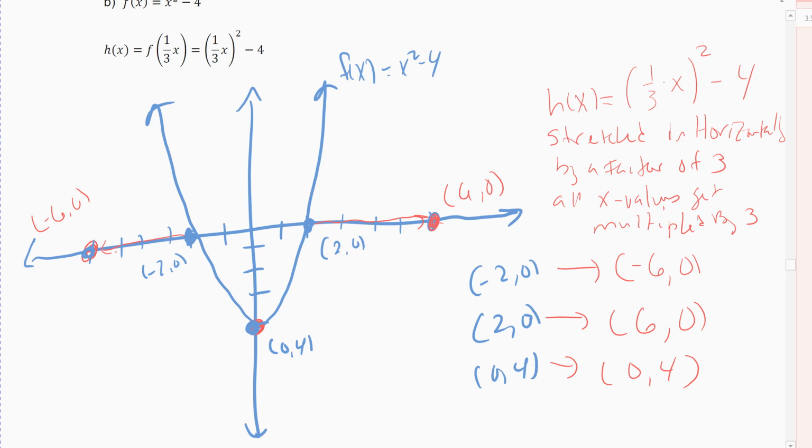It got stretched out by a factor of 3, right? All of the x values in the blue function got multiplied by 3, and so that makes the parabola much fatter. It's basically pulling it away from the y-axis, and there's my h of x function, right? It's been stretched, and it's like I've taken both of the sides of my blue function and pulled them out left and right. Pulled them out horizontally by a factor of 3, right? And that's a horizontal stretch.